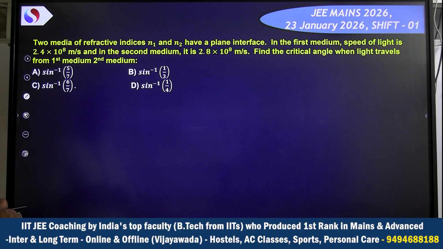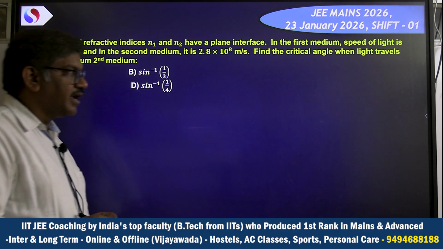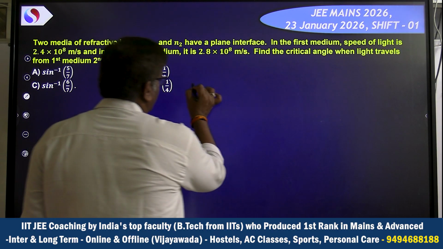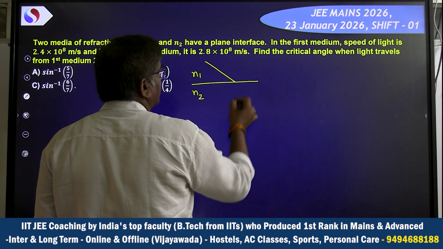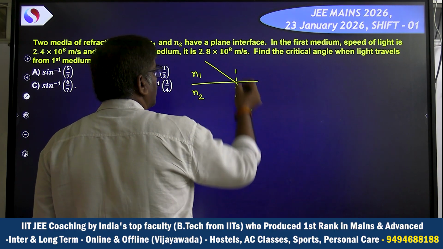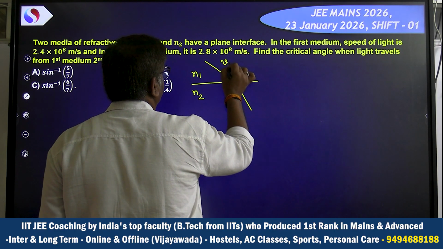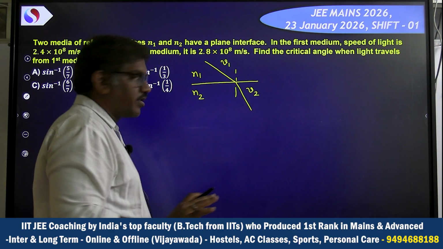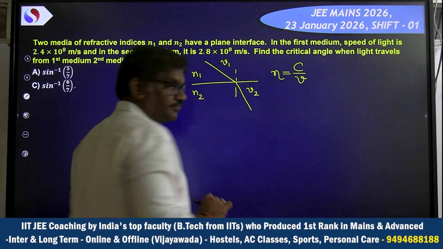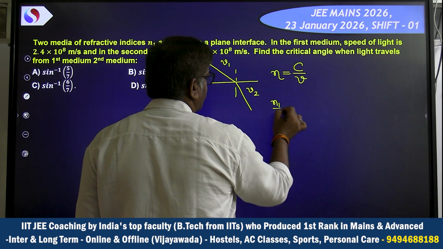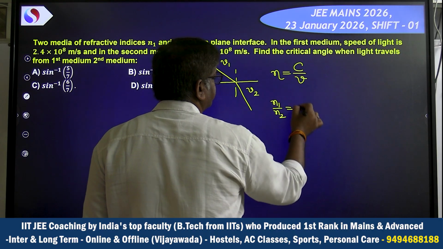Two mediums of refractive index N1 and N2 have the plane surface. In the first medium, the speed of light is 2.4 and in the second medium 2.8. So speed of light is given and critical angle you have to find out, right? Suppose there are two mediums, N1 and N2, light is traveling with V1 and V2. Then you should know that refractive index is given by C by V. So I can write N1 by N2 equals V2 by V1.